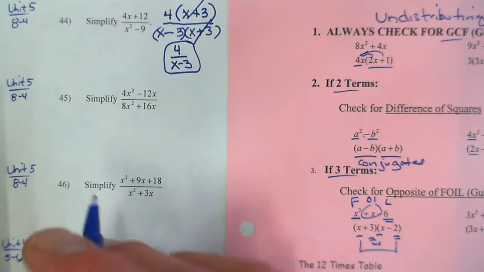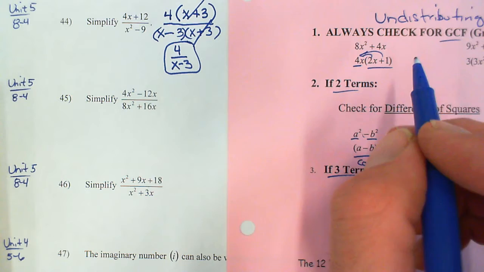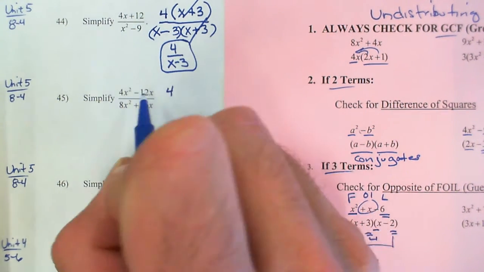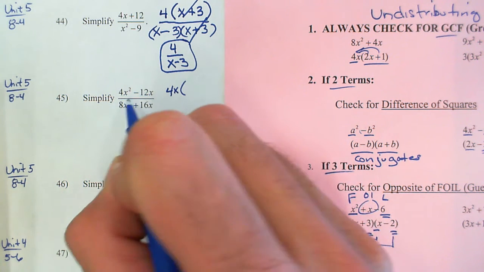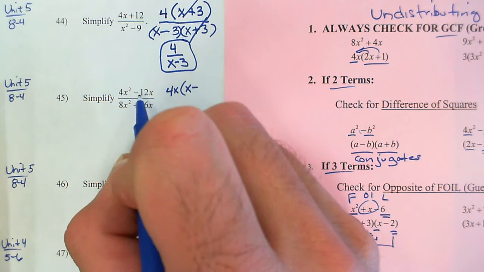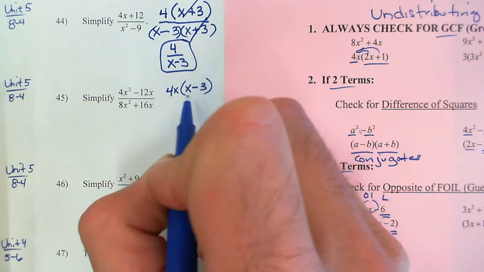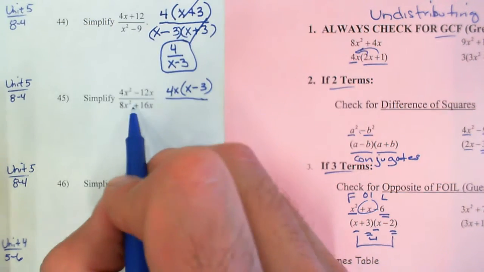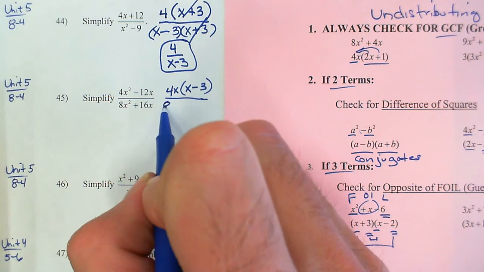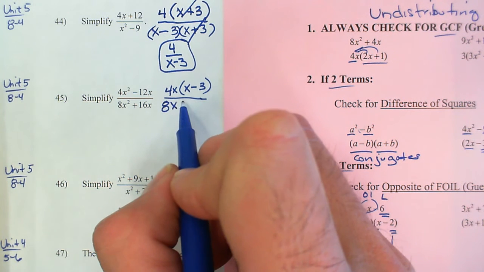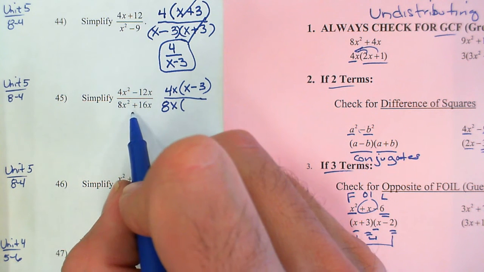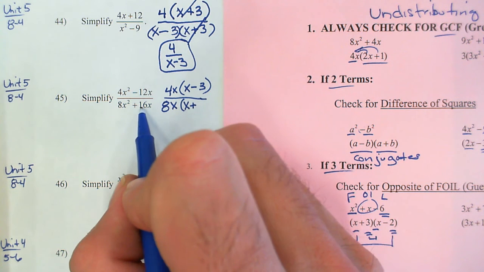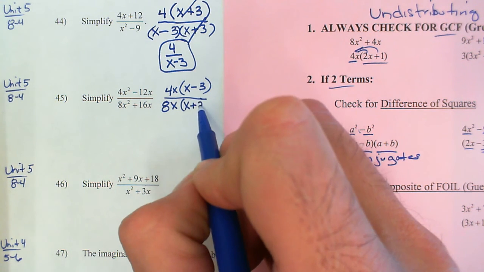In question 45, again, let's do common factor. So always check for common factor first. So here, looks like there's a 4 in both, and looks like there's an x in both, so we got a 4x this time, which leaves you with an x minus, and looks like that's 3. So here we've got an x minus 3. So now we're going to look for a common factor here. 8 and 16, looks like that's a common factor of 8, and there's an x in both. Okay, and then if you take out an 8x out of 8x squared, leaves you with an x, plus take an 8 out of 16x, that leaves you with a 2.